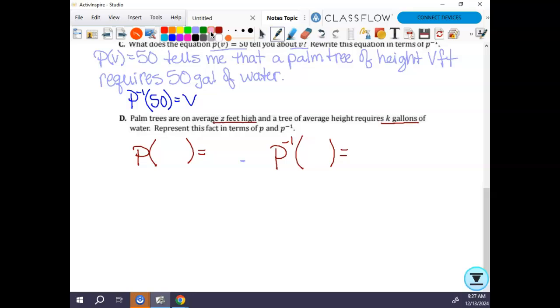Okay, so I'd put P of Z equals K, and P inverse of K equals Z. Right? That's the way inverses work. We good on that? Any questions at all? Awesome.